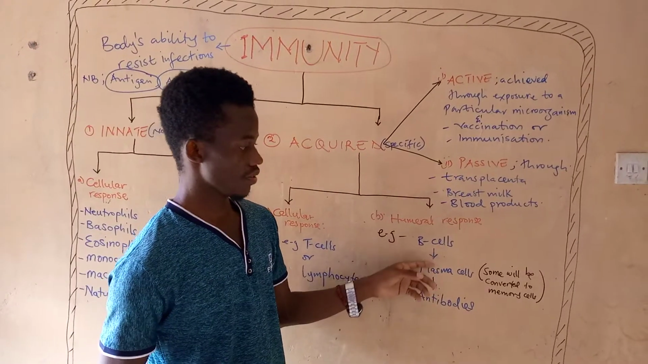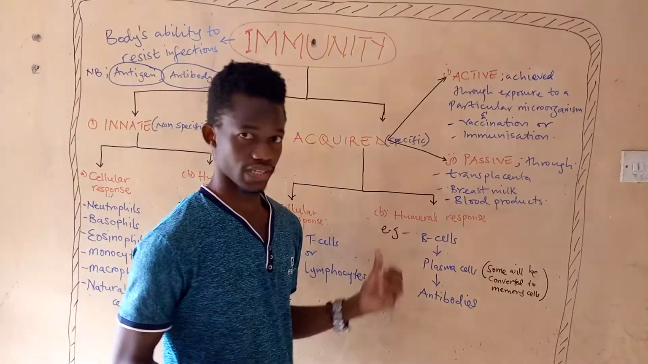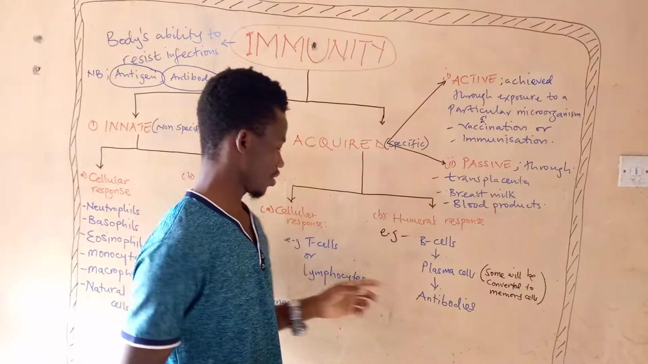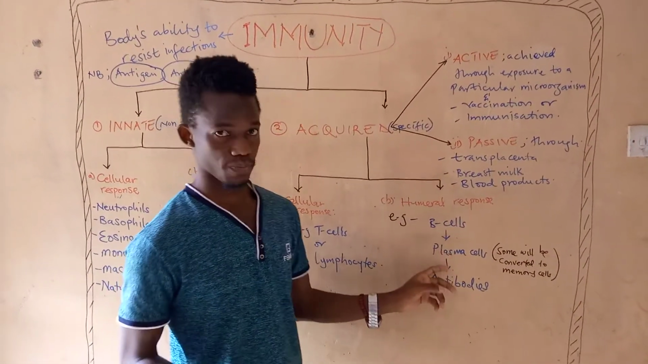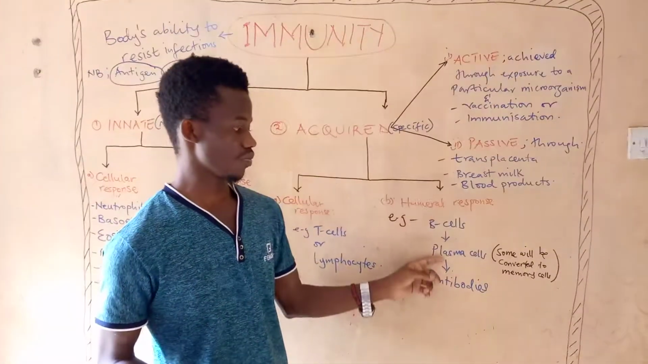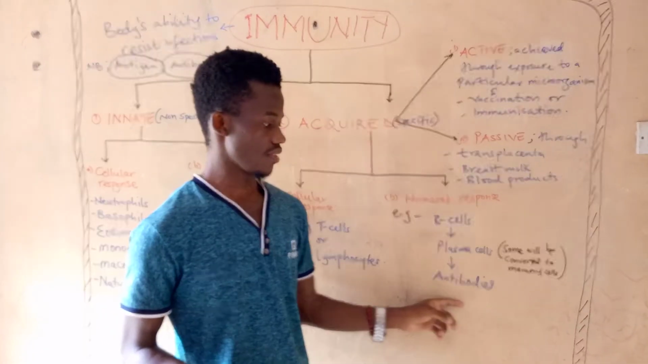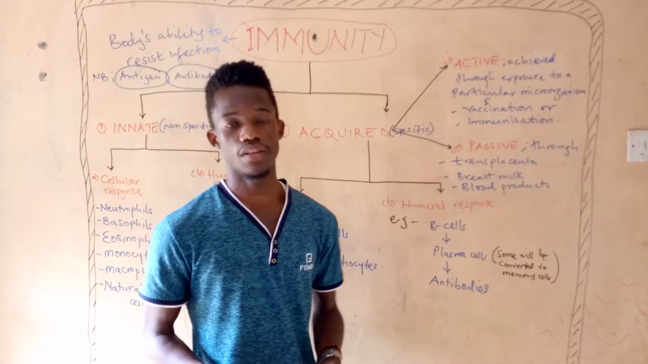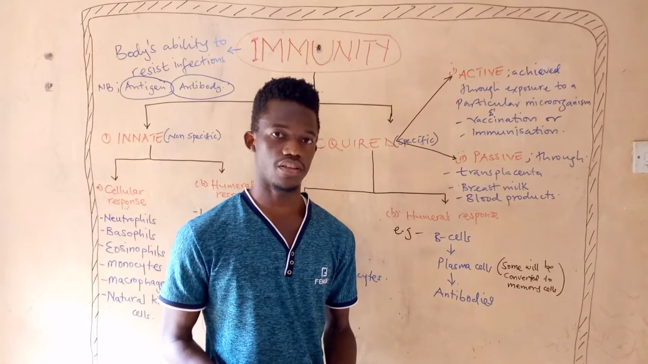So B cells will be stimulated by cytokines or chemicals produced by T cells to produce plasma cells, which will produce antibodies, and then the antibodies will help us to defend the body against the infections.